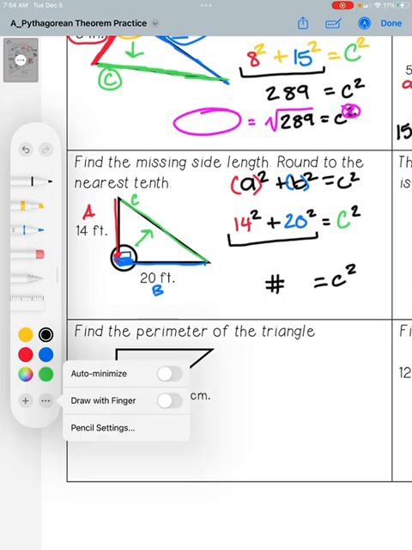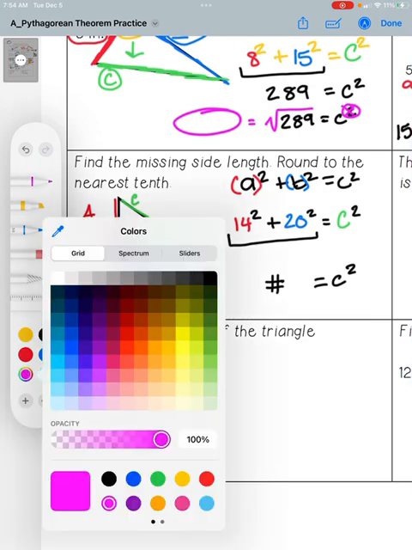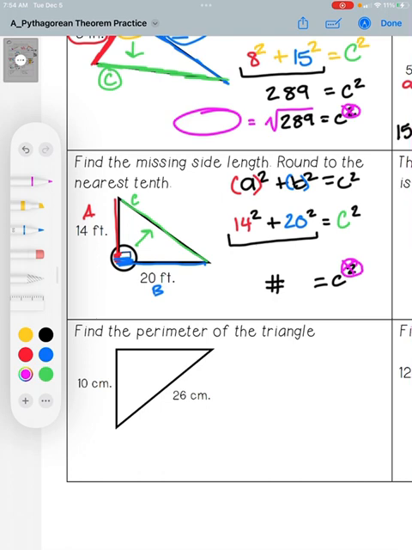So now you want to get rid of the square. To get rid of square, you take the square root. Okay, and then after you do that, that's your final answer.